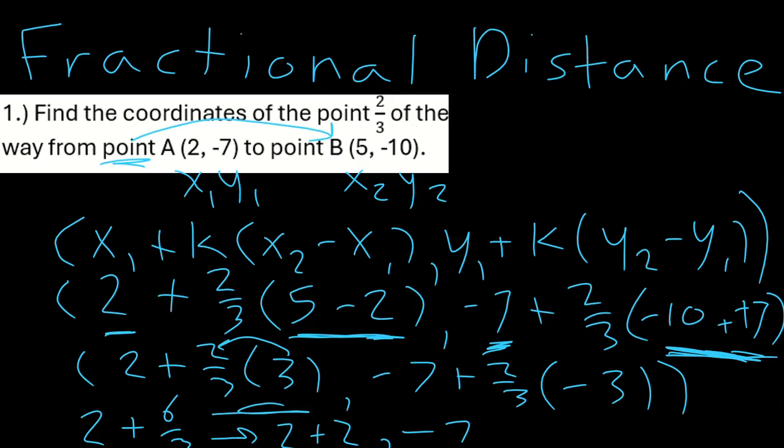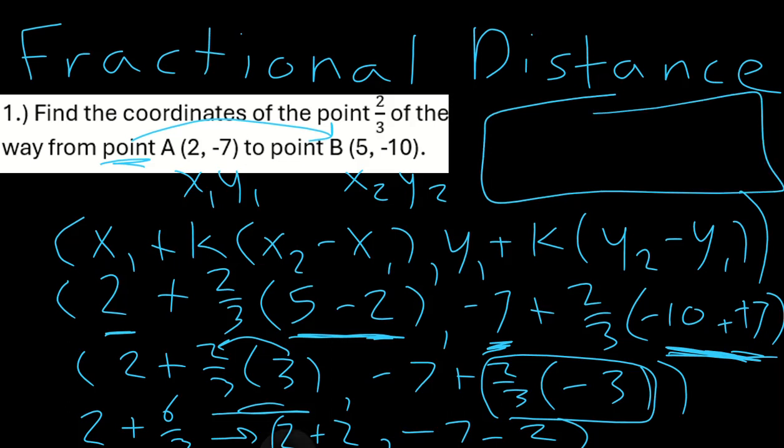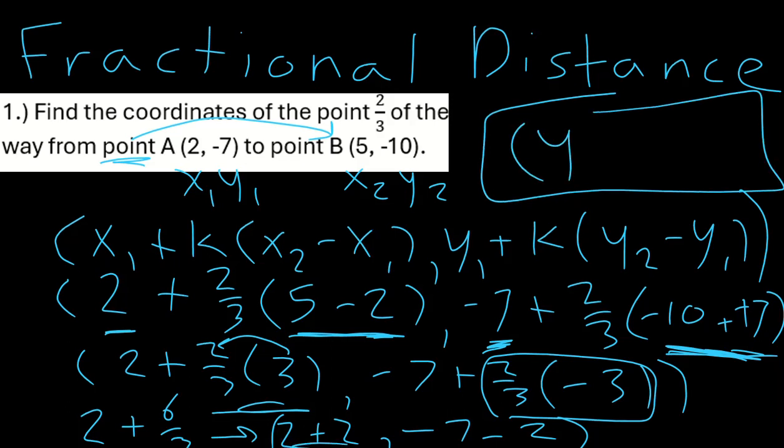Over here we have -7, and 2/3 times -3, just following the same pattern we did on the left, actually becomes -2. Okay. Now I know that's kind of hard to see, so let's just go ahead and add it, and I'll put my final answer right up here. I know that 2 plus 2 is 4, so 4, comma, and -7 minus 2 will actually be -9. Okay? And so that is the point that is 2/3 of the distance from point A to B. It's the point 4, comma, -9.